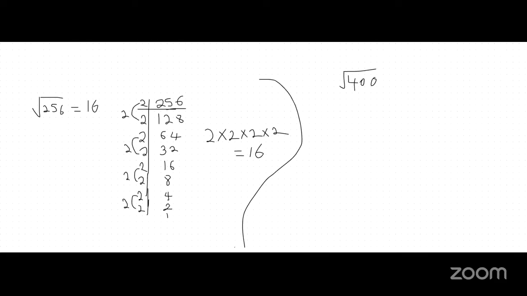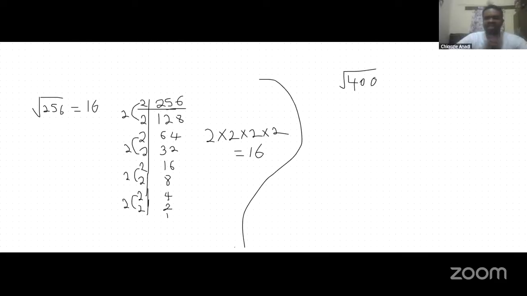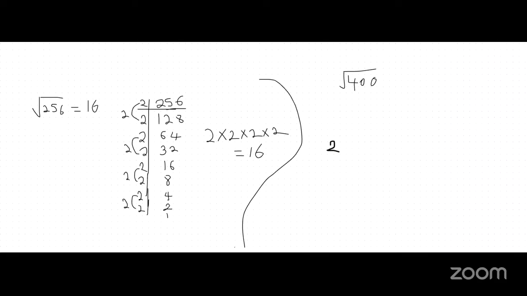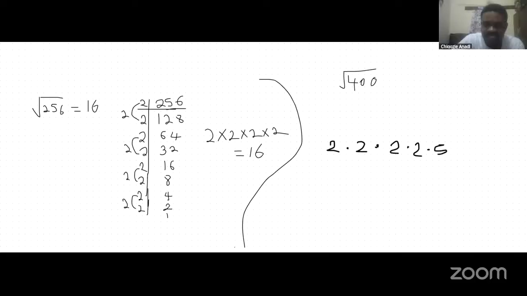It would be like this, right? So 2 times 2 times 2 times 2 times 5 times 5.